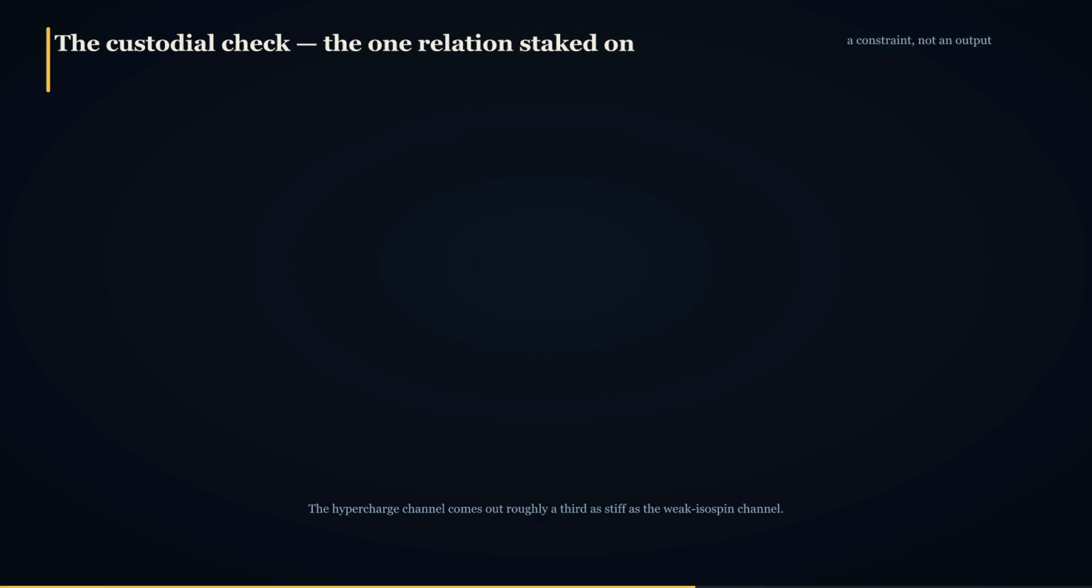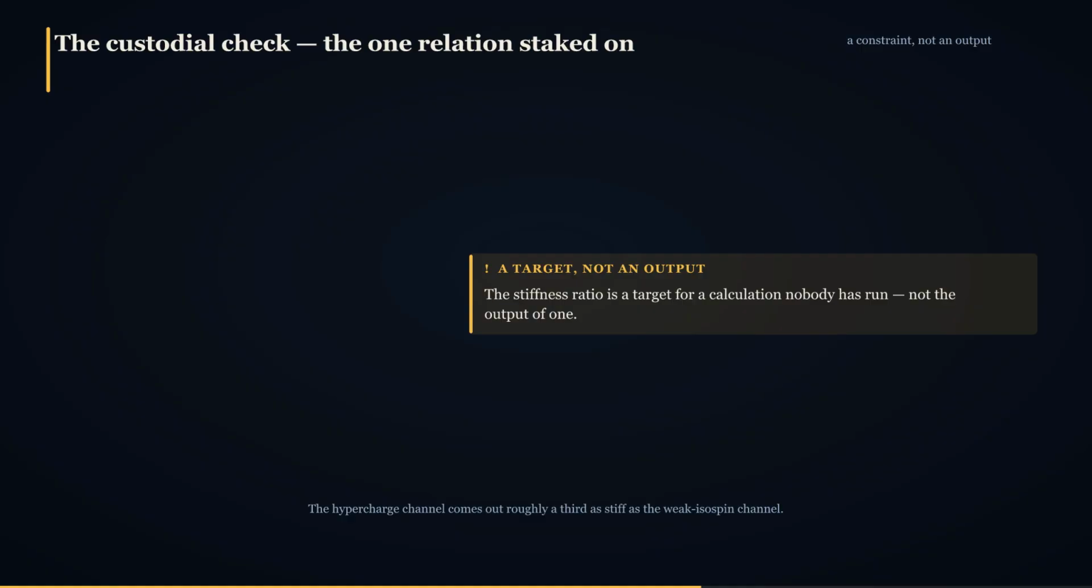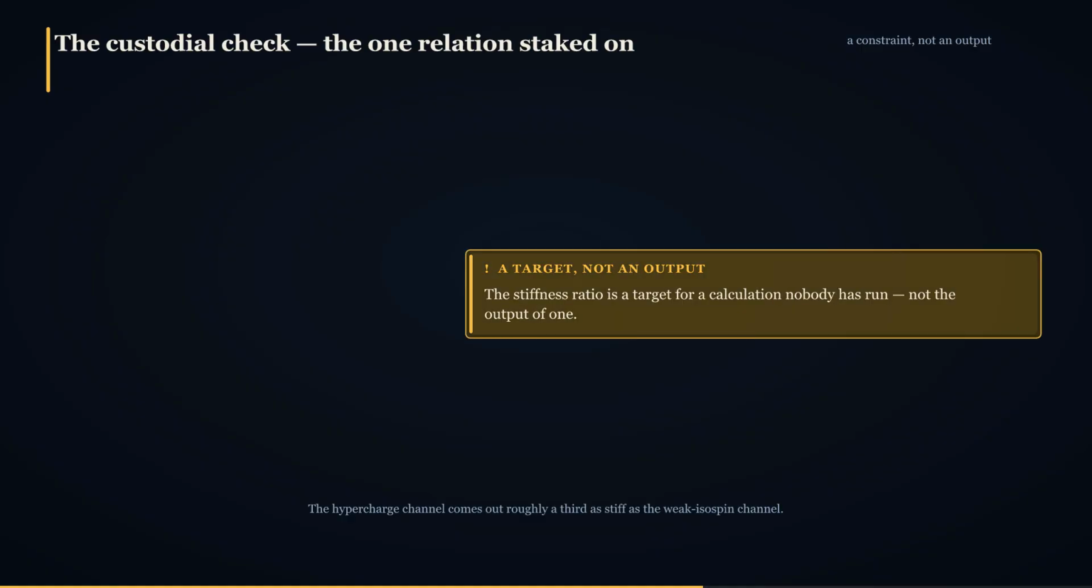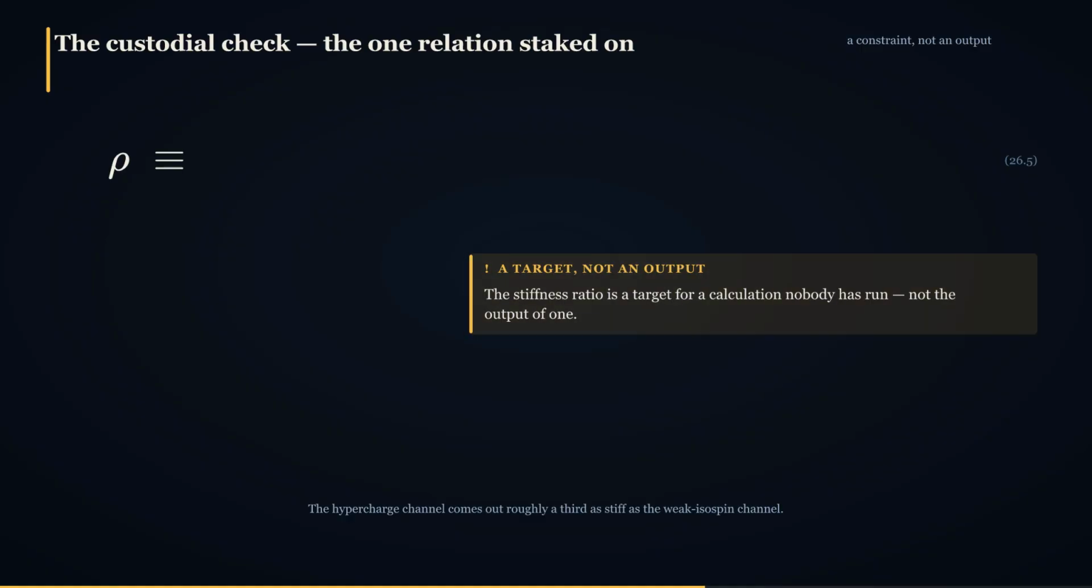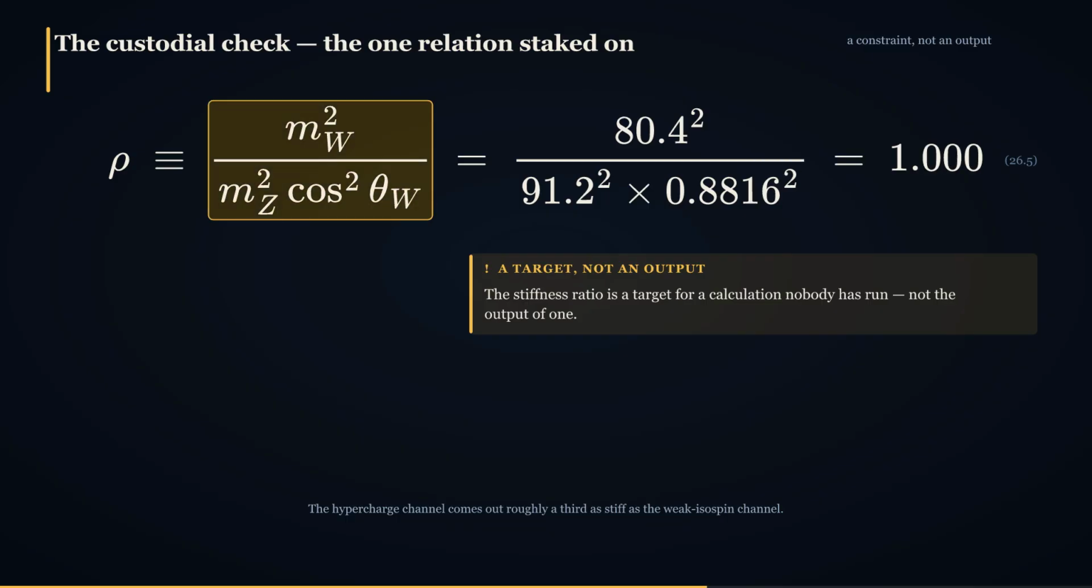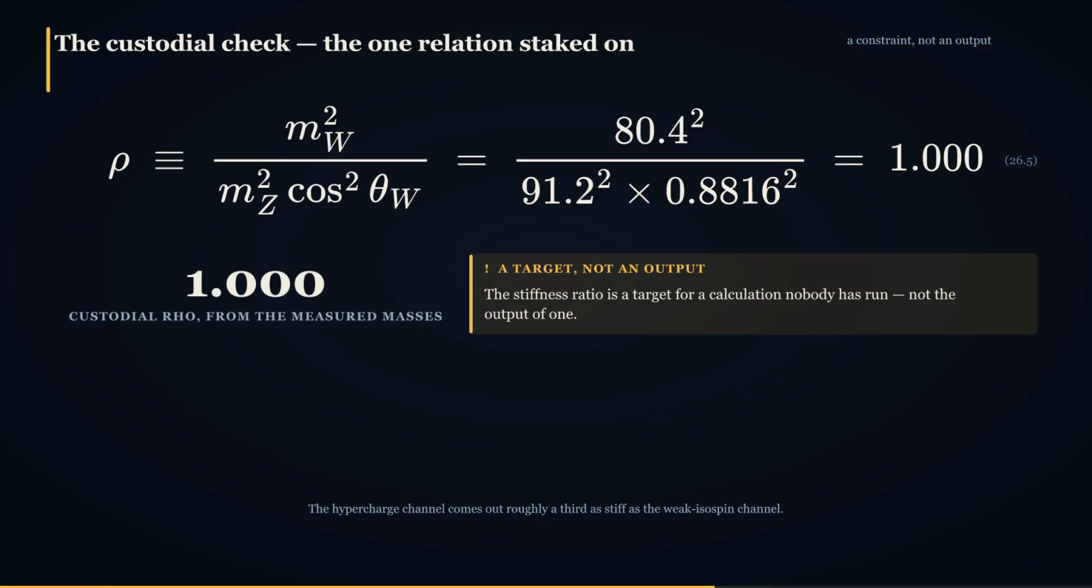Be exact about what that number is. It is a target for a coupling geometry calculation nobody has run. It is not an output of one. What this panel does stake a claim on is the custodial relation. Take the same measured masses, compute rho, the W mass squared over the Z mass squared times the cosine squared of the angle, and it comes to 1.00 to the precision quoted. That is consistent with the locking geometry respecting a custodial symmetry.